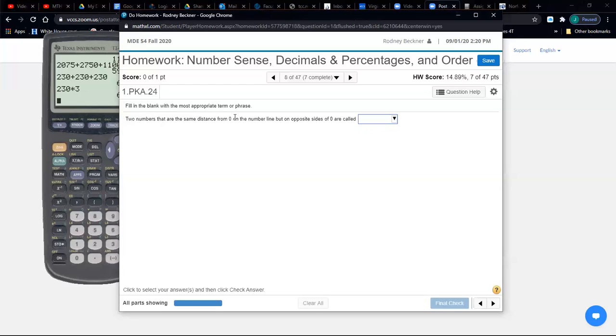Two numbers that are the same distance from 0 on the number line but are on opposite sides of 0 are called, well, the word is actually in there. Two numbers that are the same distance from 0 on the number line but on opposite sides of 0. So if you have your number line here, and here's your 0, to the right we have 1, 2, and 3, to the left, -1, -2, -3.